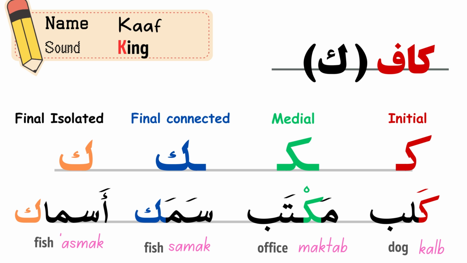The letter كاف. Word كلب, كلب shows the initial form of the كاف. Word مكتب, مكتب shows the medial form of the كاف. Word سمك, سمك shows the final form connected of the كاف. And word أسماك, أسماك shows the final form isolated of the letter كاف.